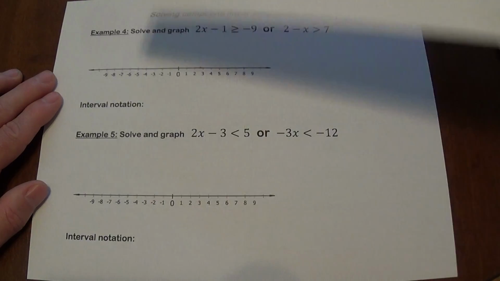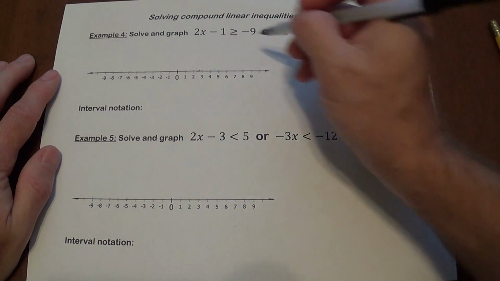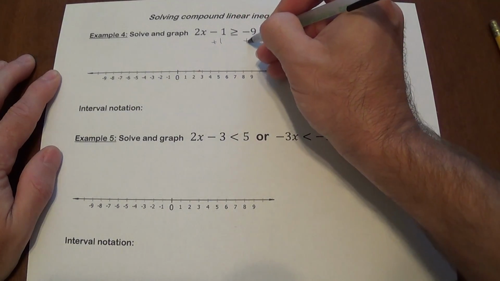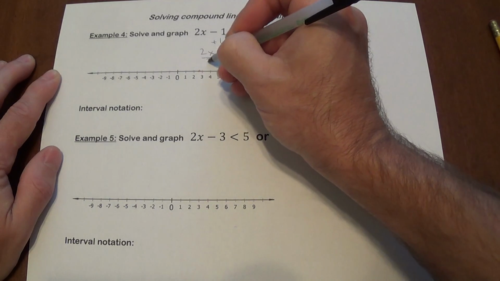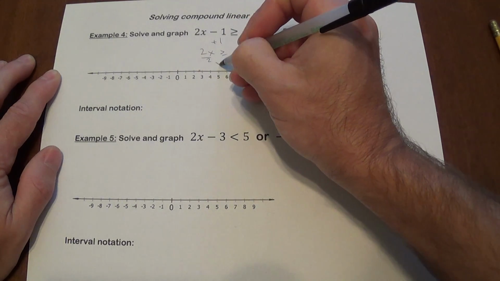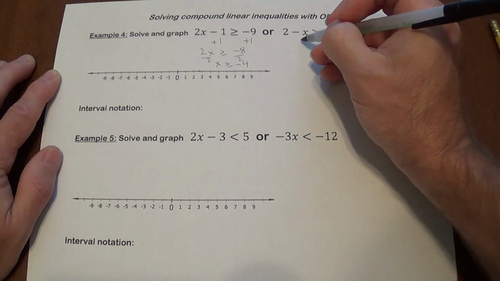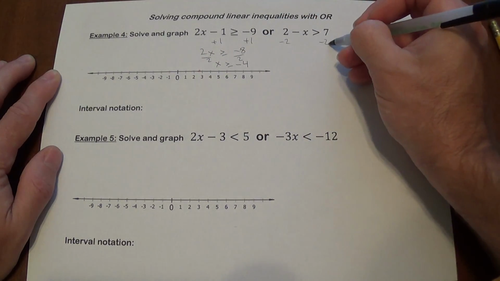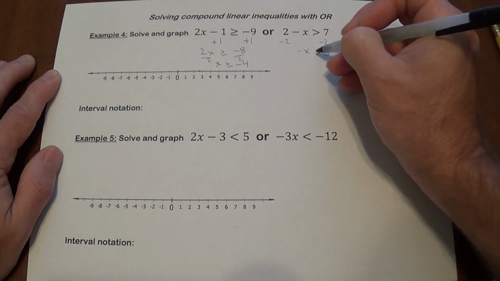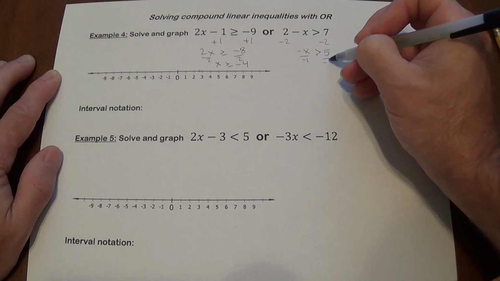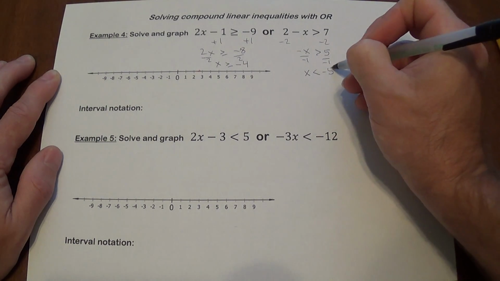A couple more. This one, we're going to add 1, 2x is greater than or equal to -8. We're dividing by 2, positive number. X is going to be greater than or equal to -4. Here we're going to subtract 2. We're going to have negative x is greater than 5. We have to divide by -1, and it's going to give us x is less than -5.